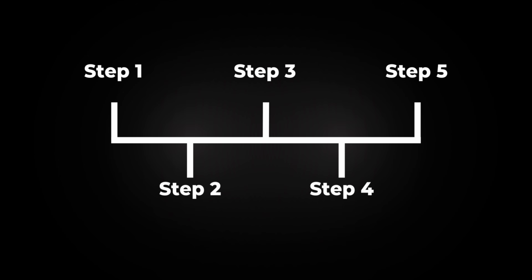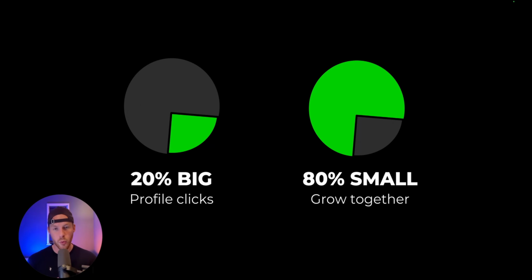So in the first step, we need to determine who you're going to leave your comments on. And for this, you need to create a comment list. The list needs to have 100 people in your niche or in similar niches. 20% of these people should be big creators and 80% of these people should be small creators.